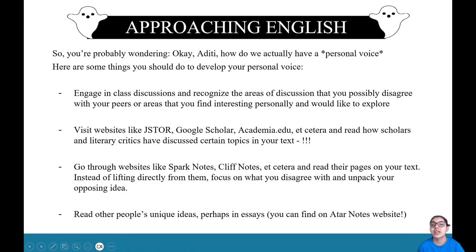Firstly, engaging in class discussions. Personally, hands down, I think it's the best way to really wrestle with your own ideas, because you can't express your ideas in a discussion in a class setting if you don't understand it yourself, and if you don't have a really good understanding and a really good depth of it yourself.